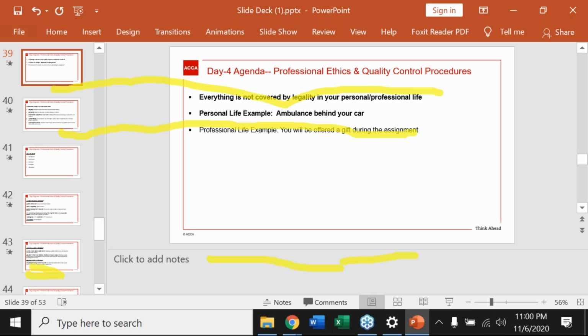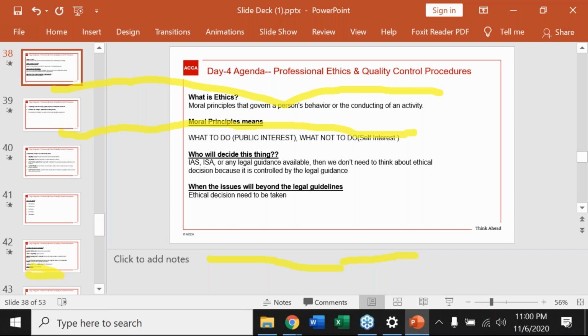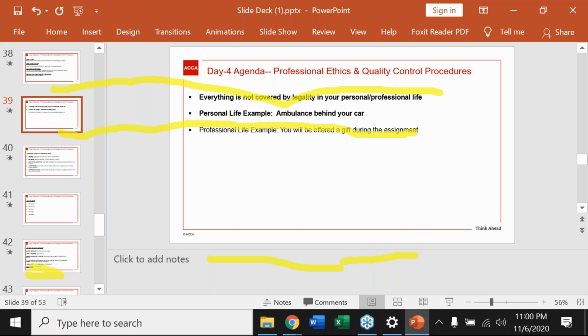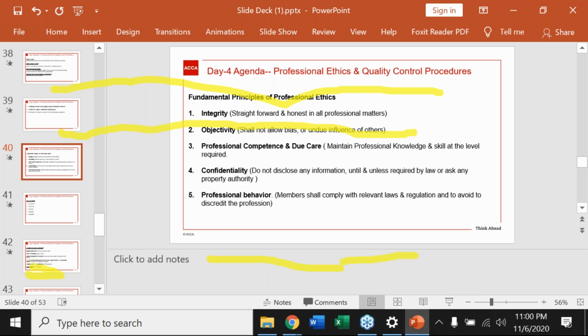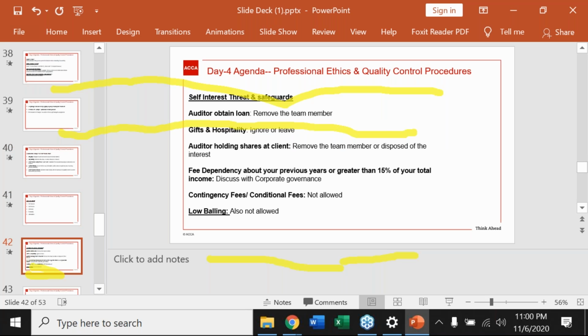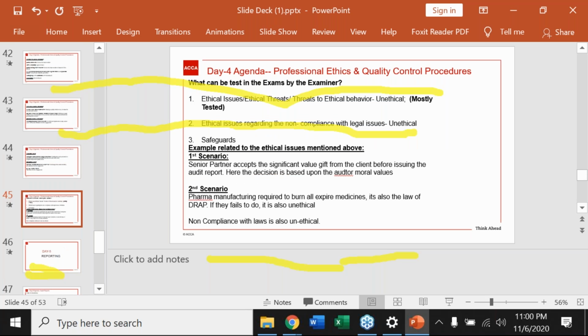In this session, before we go to practice, we have discussed the fundamental principles of professional ethics and types of threats, including the cases where legal guidance is not available, so the decision is based on the auditor's moral values, and in the second scenario, an unethical decision because of non-compliance with laws. So this is all about ethics.